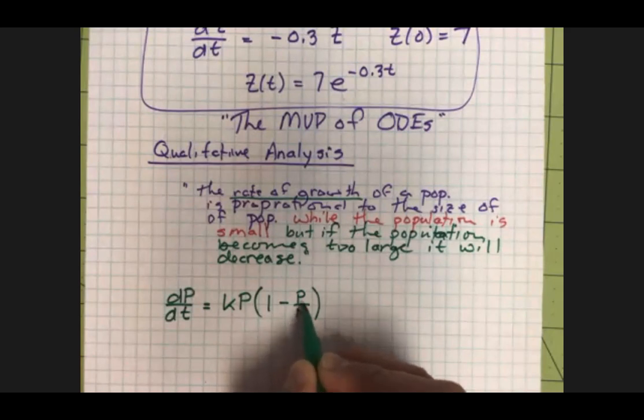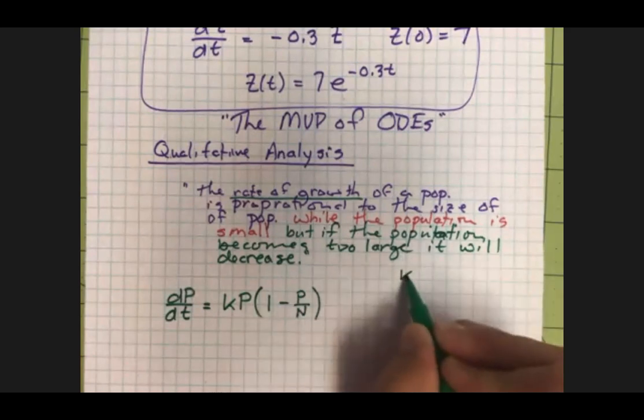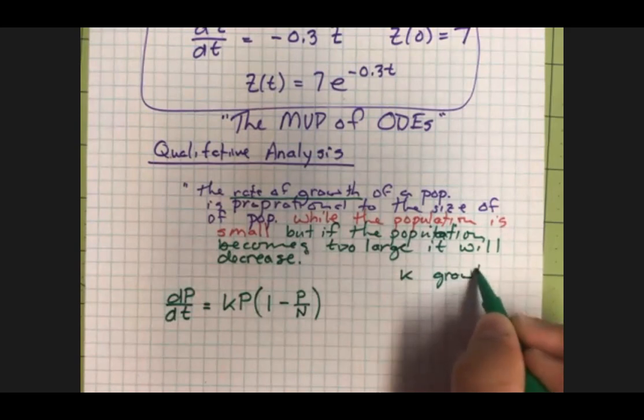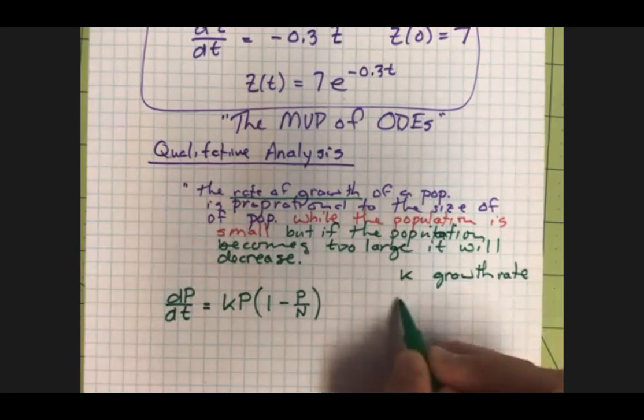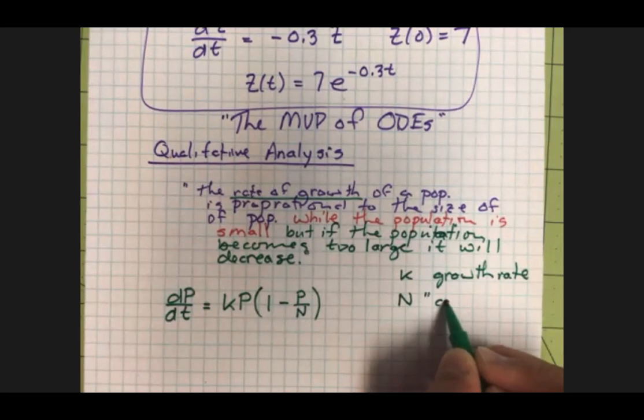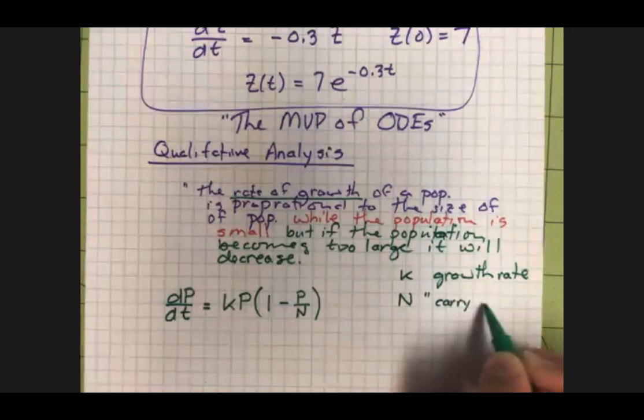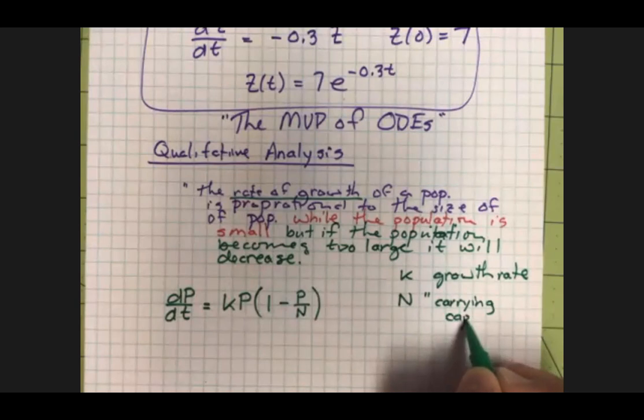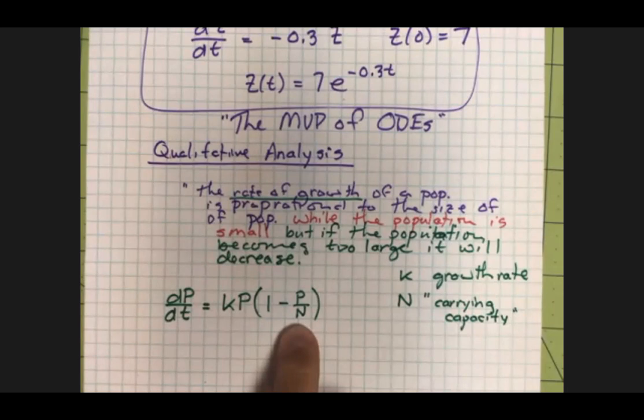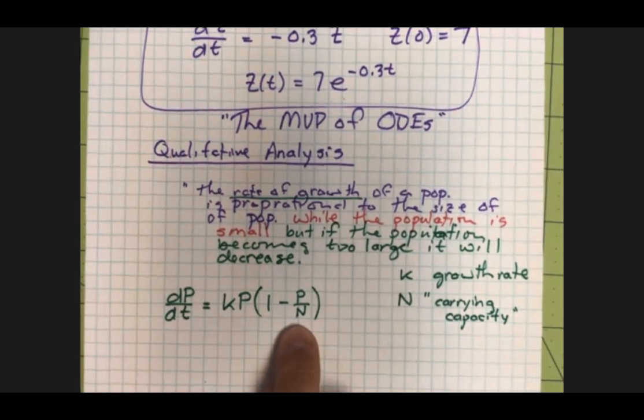1 over p, 1 minus p over n. Remember, k was the growth rate? Let's say n is the so-called carrying capacity. How many rabbits can this island support? I don't know how many, but I do acknowledge that there's not going to be 20 billion rabbits on this island someday, even on a large island.